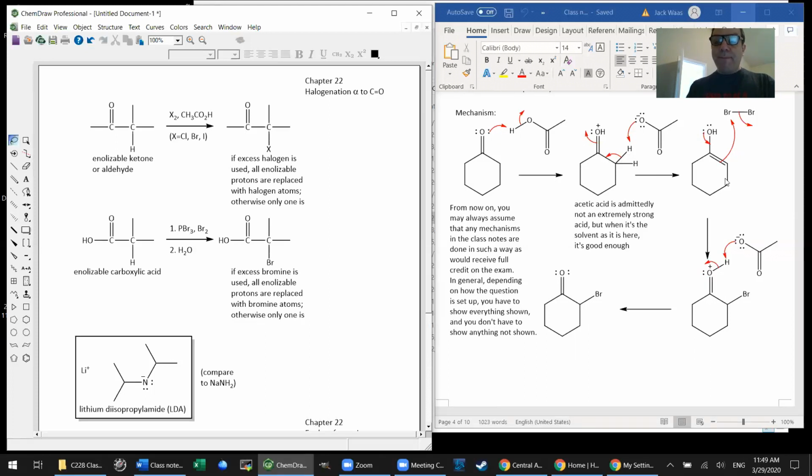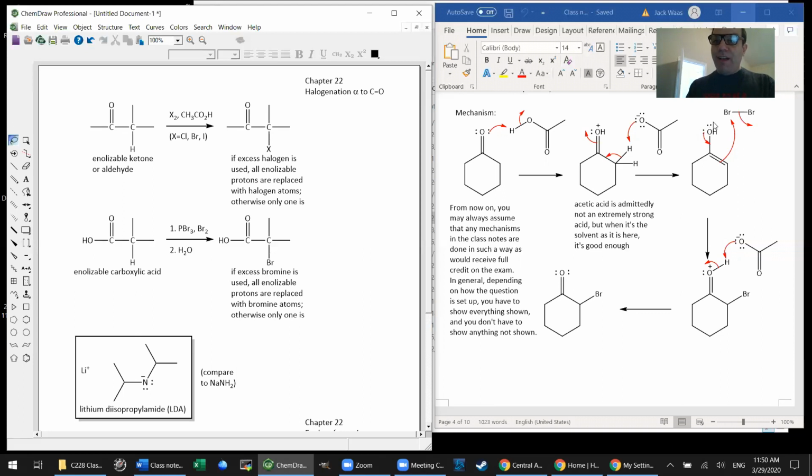Now, in the next step, the enol is going to react with your elemental halogen, and the elemental halogen is our electrophile. So the enol will act as a nucleophile. Recall in the previous video, we talked about how enols are much more strongly nucleophilic than unstabilized alkenes. And even unstabilized alkenes can react with good electrophiles.